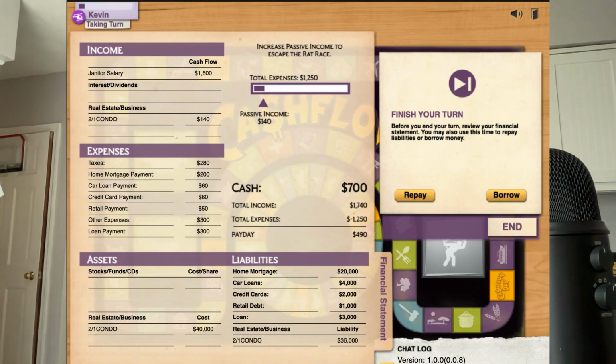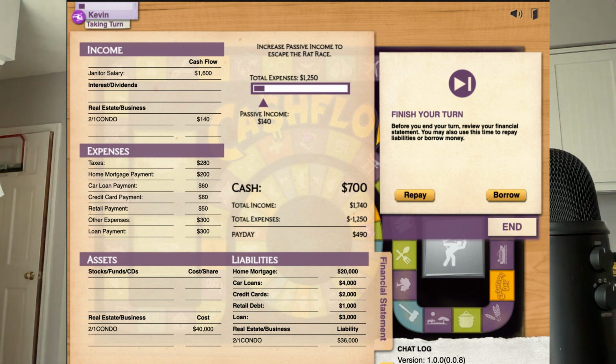So you can see that I still have $700 in cash, because in the game we can only take loans at $1,000 increments. My income statement has changed. I've gone up $140 from the rental fee. My loan has actually gone up $300. The asset, I have the condo, but the mortgage is $36,000. So I've got a little bit of a loan here.